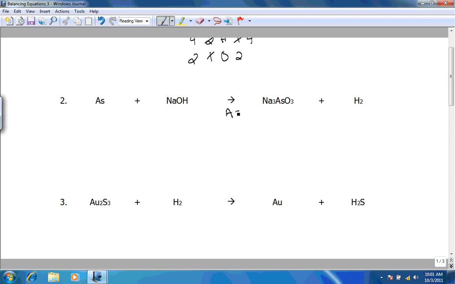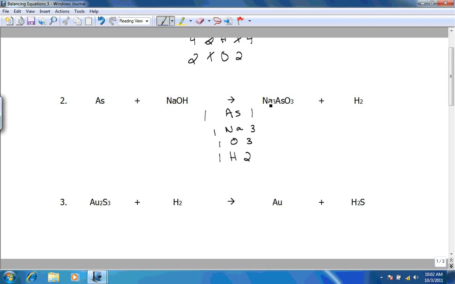We have As, Na, O, and H. We have 1 As on the left, and we have 1 As on the right. We have 1 sodium on the left, and we have 3 on the right. Oxygens, we have 1 on the left, and we have 3 on the right. And hydrogens, we have 1 on the left, and we have 2 on the right. So the As are balanced.